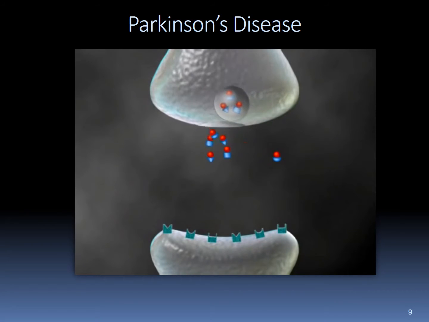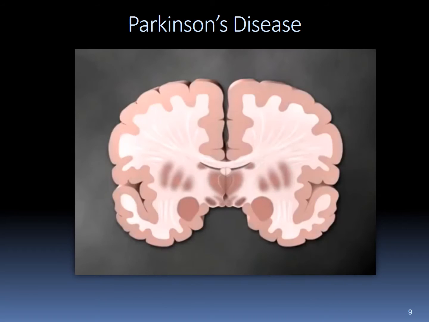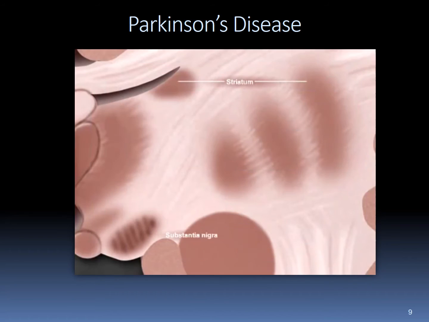Free-floating dopamine in the synaptic gap may be taken back into the neuron that released it and stored for future use in a process called reuptake. It may also be converted into other substances through the action of the enzymes monoamine oxidase B, or MAOB, and catechol-O-methyltransferase, or COMT. Within the striatum, there is a delicate balance between dopamine and acetylcholine, another important neurotransmitter.